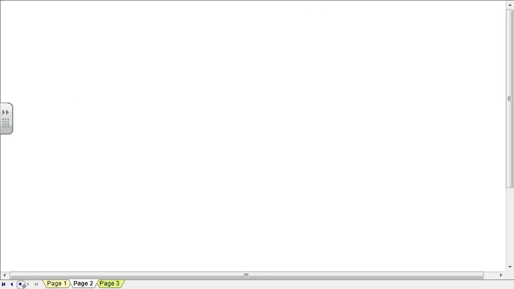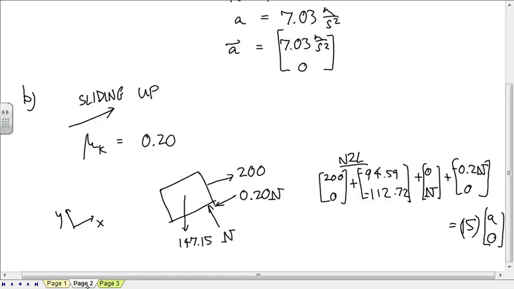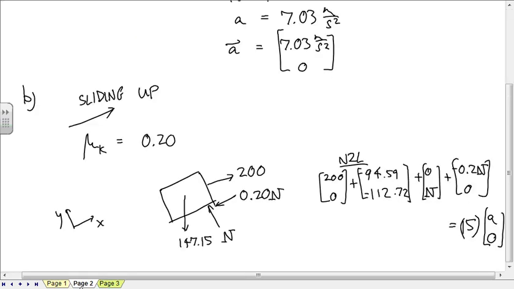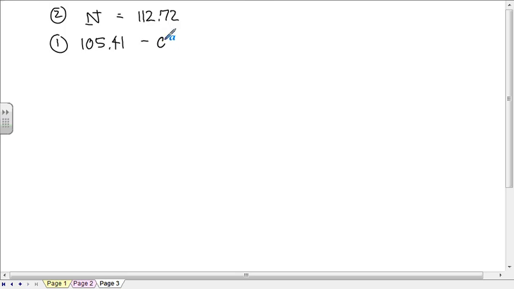So the second equation says the normal force is equal to 112.72. The x equation says, what was that, 105.41 minus 0.2 n, and we know what that n is, 0.2 times 112.72 is equal to 15a.